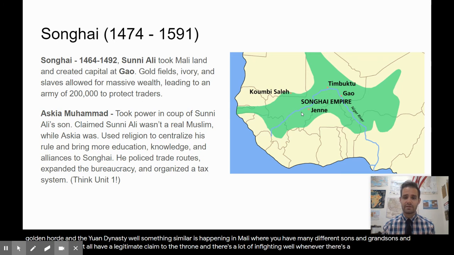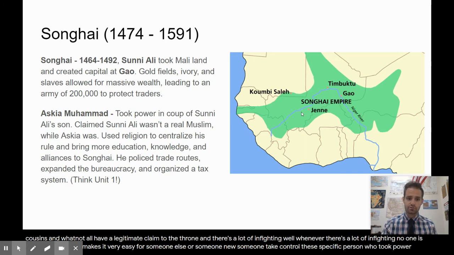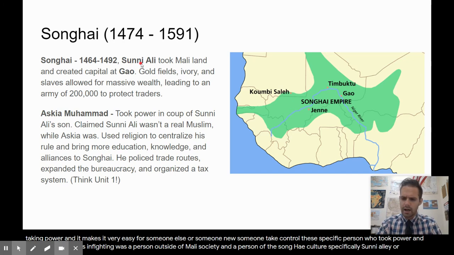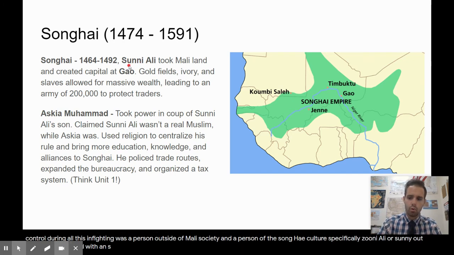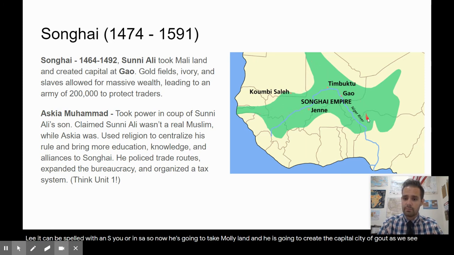Whenever there's a lot of infighting, no one is taking power, and it makes it very easy for someone else or someone new, someone different to take power and take control. The specific person who took power and control during all of this infighting was a person outside of Mali society and a person of the Songhai culture, specifically Sunni Ali. It can be spelled with an SU or an SO. Now he's going to take Mali land and he is going to create the capital city of Gao. As we see here, this is the Songhai Empire, and these are their three major cities right here.